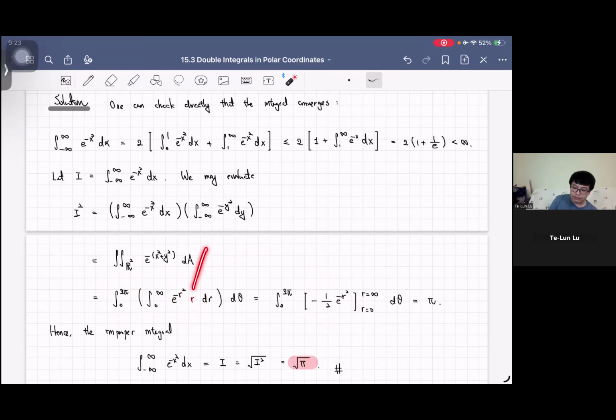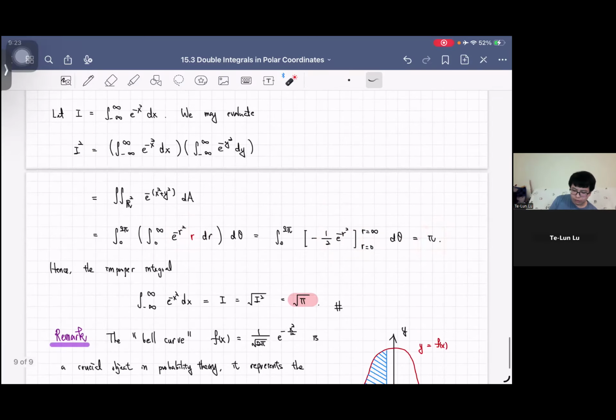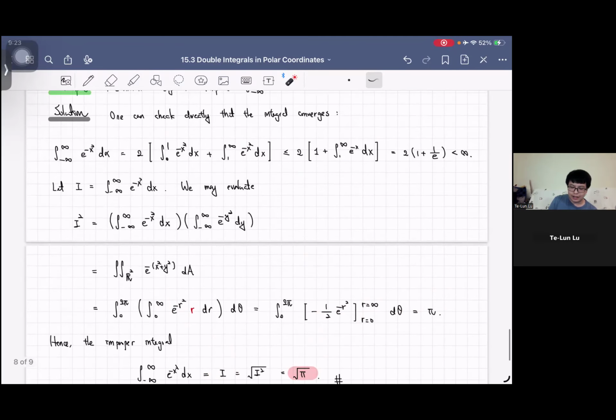So this extra r actually saves the day, because we don't know the anti-differentiation of e to the minus r squared, but we actually know the antiderivative of r times e to the minus r squared. By plugging r to be infinity, you get 0. R to be 0, you get half. So you have half times 2 pi, and that's pi. So the improper integral gives us I squared to be pi, and therefore I is simply square root of pi, okay? You will not guess that this guy actually has something to do with pi, and turns out there is something in pi.